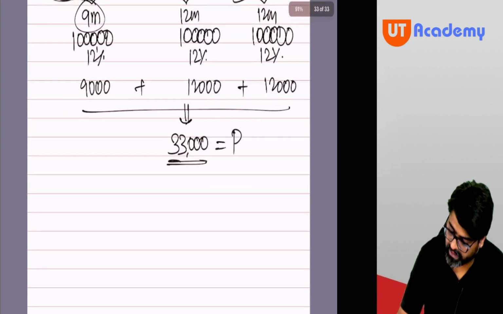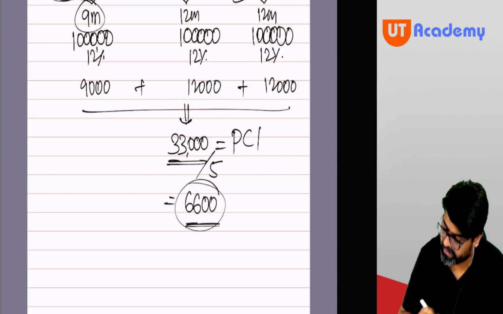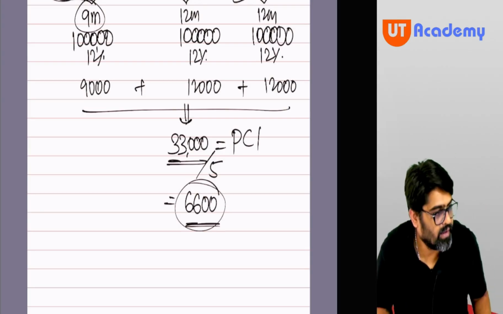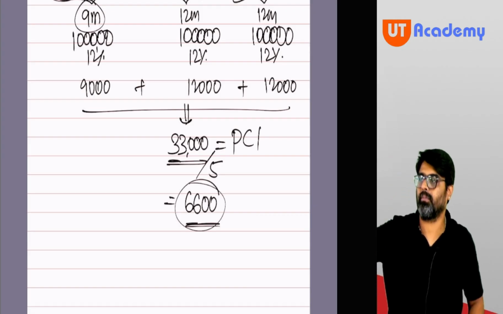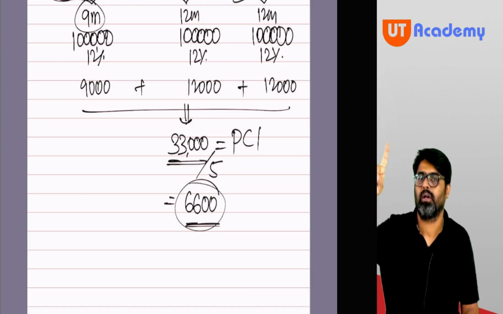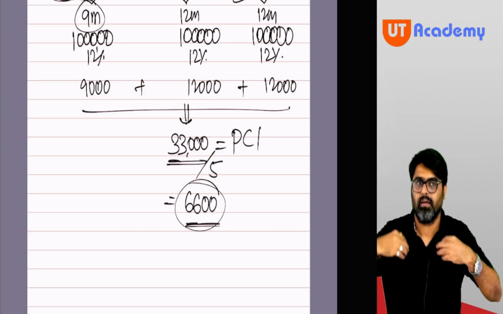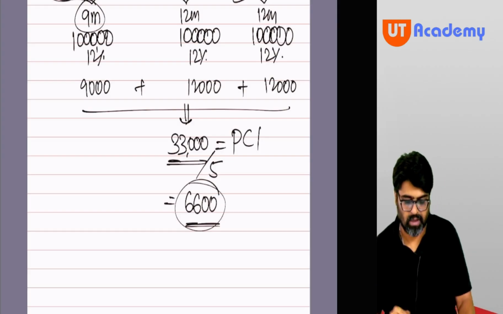Can I call this pre-construction interest? So now divide by 5. 6,600. I will start getting this 6,600 with effect from the previous year in which the construction is completed. When was the construction completed? 21-22. So this 6,600 was allowed for the first time in the previous year 21-22. Then 22-23, then 23-24, then 24-25. Then in my previous year, the fifth and last installment will be allowed along with normal interest.